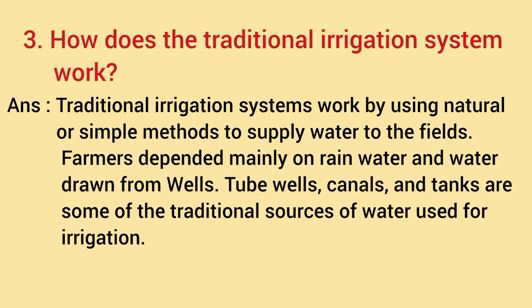How does the traditional irrigation system work? Answer. Traditional irrigation systems work by using natural or simple methods to supply water to the fields. Farmers depended mainly on rainwater and water drawn from wells. Tube wells, canals and tanks are some of the traditional sources of water used for irrigation.